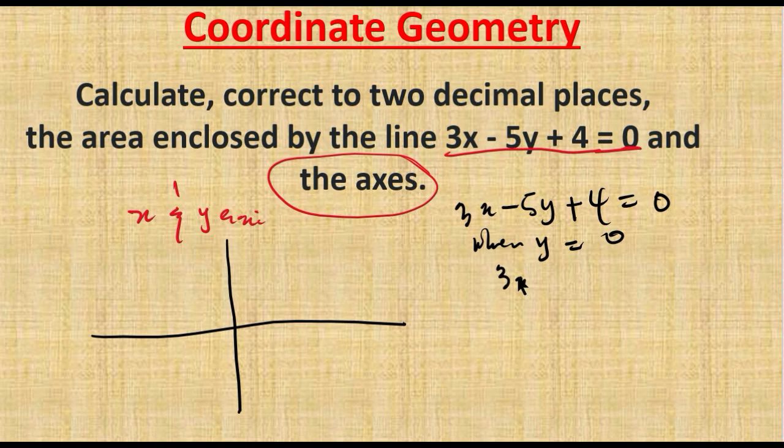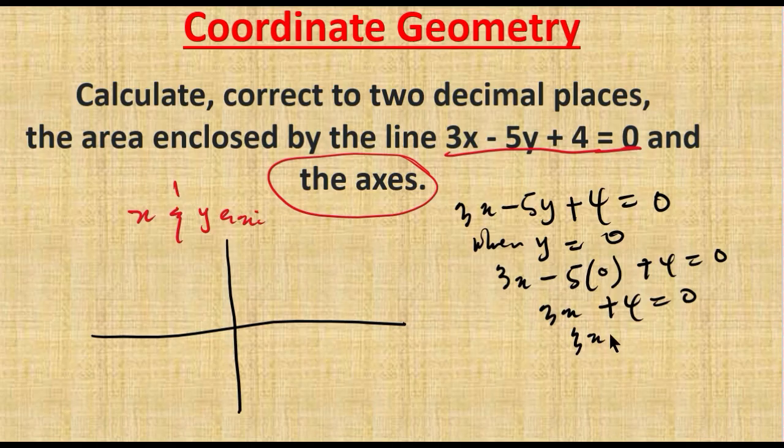I'll have 3x minus 5 into 0 plus 4 equals 0. I'll have 3x plus 4 equals 0. 5 times 0 is 0. So that 3x is equal to minus 4. Invariably, x will be equal to minus 4 over 3. That is, when y is equal to 0, x is equal to minus 4 over 3. This is my minus 4 over 3.